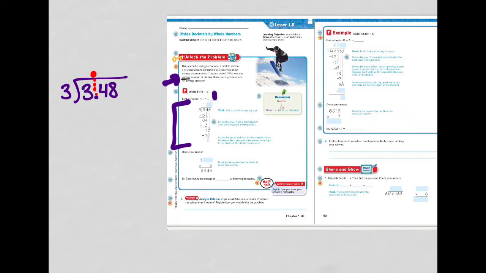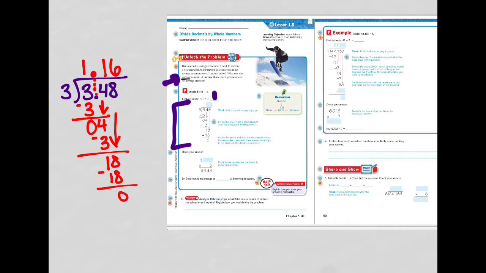So I'm going to say 3 goes into 3 one time. I multiply those and I get 3. I subtract and I bring down the 4. 3 goes into 4 one time. 1 times 3 is 3. I subtract, that's 1, and I bring down the 8. And then I say 3 goes into 18 6 times. 6 times 3 is 18. And I should have no remainder.